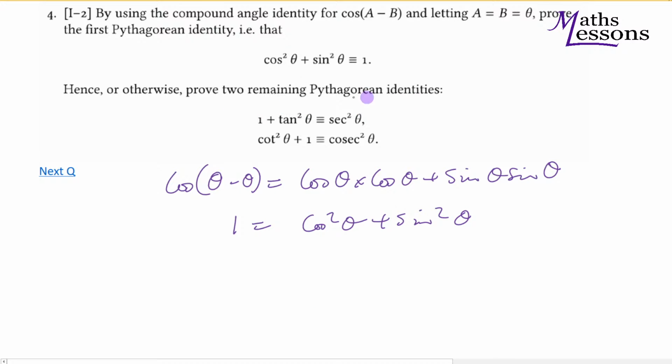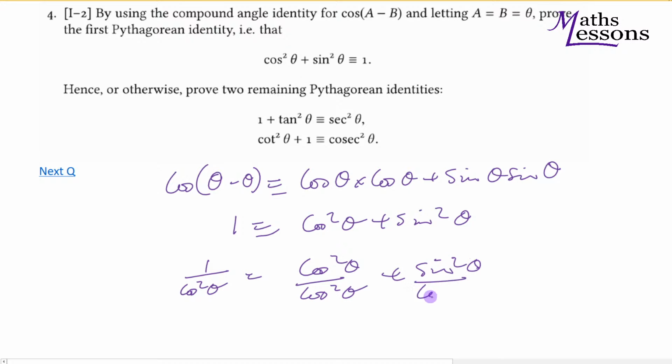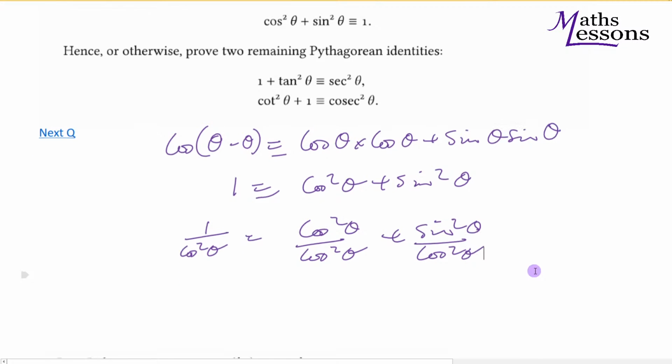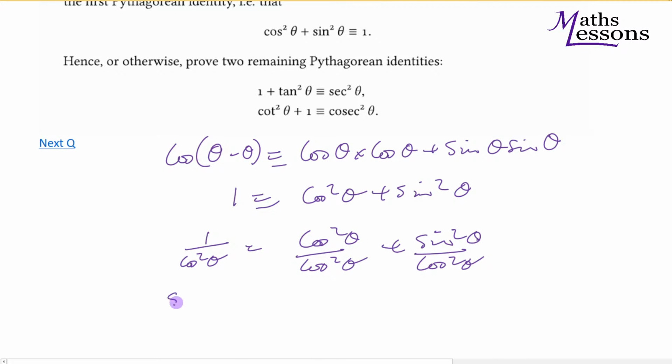Now, to prove these two remaining Pythagorean identities, to do the first one we can see that tan squared is just sine squared over cos squared. So we divide each term by cos squared theta, like so. So I can see that this is equal to sec squared theta, this is equal to 1, and this is just equal to tan squared theta. Sine over cos is tan. Sine squared over cos squared is tan squared.